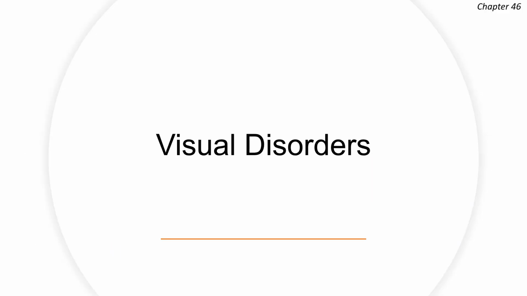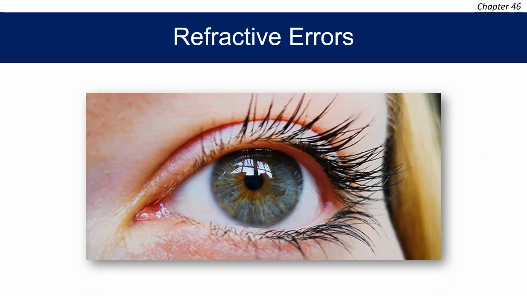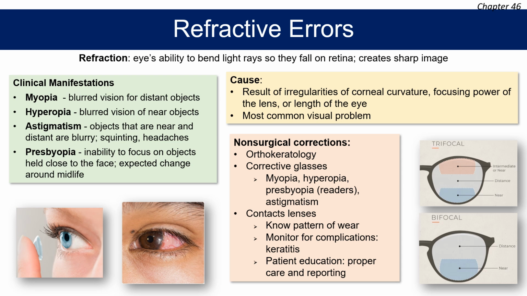Okay, so now that we know what is normal and abnormal and all of the tools and exams that we use to assess visual function, now we're going to talk about visual disorders, starting with refractive errors. Before we talk about what a refractive error is, let's talk about what refraction is. Refraction is the eye's ability to bend light rays so they fall on the retina. This creates a sharp image. As the light shines into our eyes, our eye pinpoints it to where it's supposed to fall on the retina, and that's how we can see clearly.